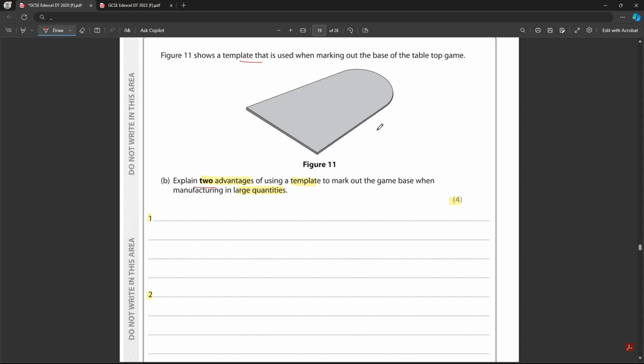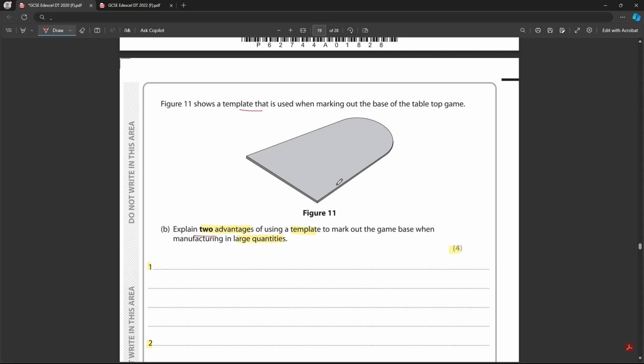So let's think about this logically for a second. You have this shape, let's say it's made from MDF, for example. You get a massive sheet of MDF. You need to cut out a bunch of these little shapes here, right? What is the best way of doing that? So the reason about marking out, if you were to sit there with a pencil and a ruler and draw each shape individually out, that would take a long time.